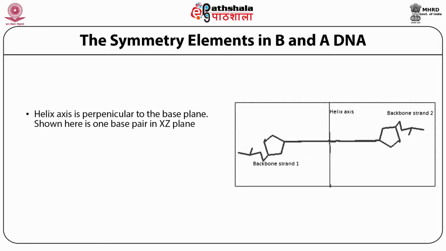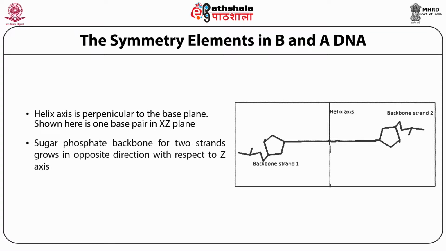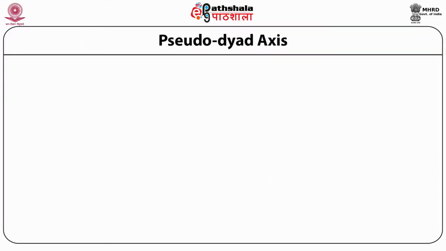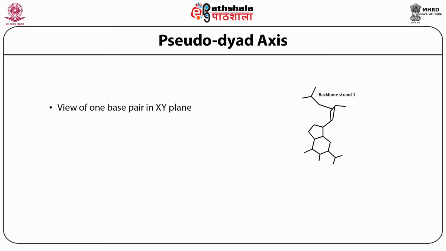The symmetry elements in B and A DNA. We show in the picture the view of one base pair of DNA in the XZ plane. You can notice that the sugar-phosphate backbones of the two strands grow in opposite directions with respect to the Z axis. We show another view of the base pair, that is in the XY plane. We show the helix axis by a dot.